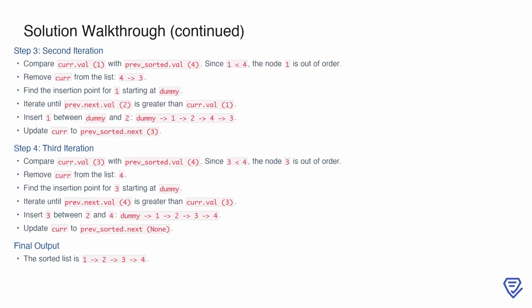This time, starting at the dummy node, we find that 3 should be inserted between the nodes with values 2 and 4. After performing the insertion, the list becomes dummy-1-2-3-4. Finally, cur is updated to prev_sorted.next, which is now none. The sorting is complete, and the final sorted list is 1-2-3-4.